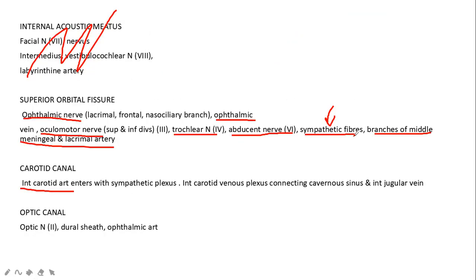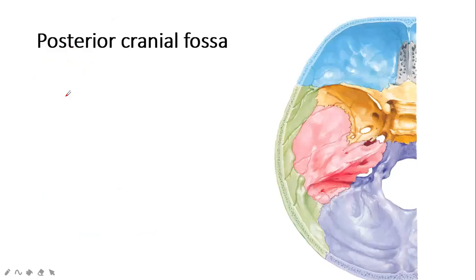And here we are. The optic canal transmits the optic nerve, cranial nerve number 2, and its coverings, the dural sheath, and the ophthalmic artery. So the ophthalmic artery is in the optic canal. The ophthalmic vein is in the superior orbital fissure. Cranial nerve number 2, optic canal. Cranial nerves number 3, 4, and 6 are within the superior orbital fissure.